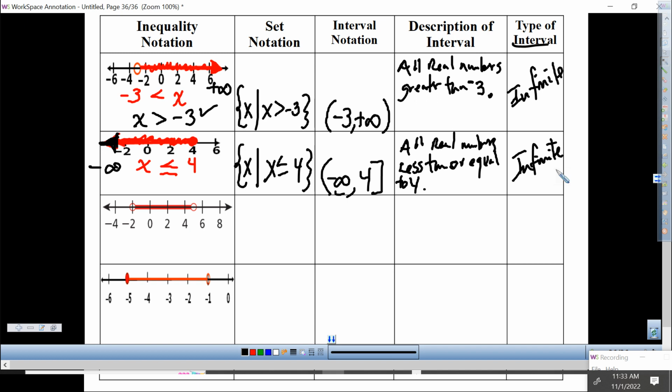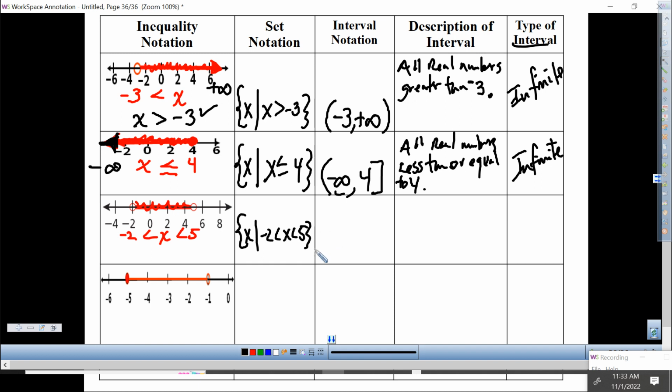All right, next one. What's my dividing point? -2. How about over here? 5. What goes in between? X, yeah, because all this is represented by x, and then arrows to the left. And since these are open points, we don't need equal signs, yes? All right, set notation. Solution set of x such that -2 less than x less than 5.